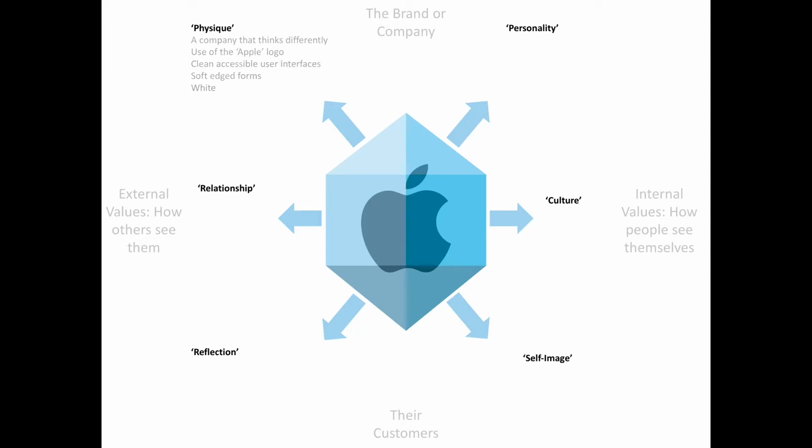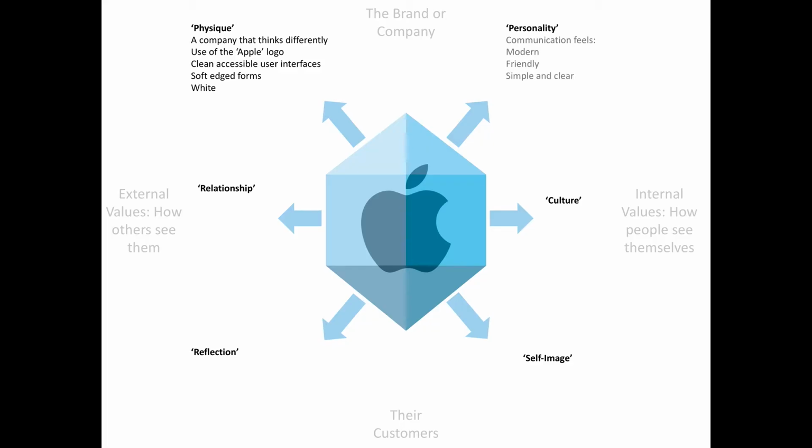If we take a look at Apple's Physique, which is what we're most familiar with, we have a company that thinks and presents itself quite differently to the mainstream. We are very familiar with the use of the Apple logo, which is used to identify them visually. And then generally we see across their design work and their products clean lines, soft edged forms, lots of use of white and glass and silver, and generally fairly clean, accessible interfaces on their products. This is all coming up with repeated ideas of cleanliness and simplicity.